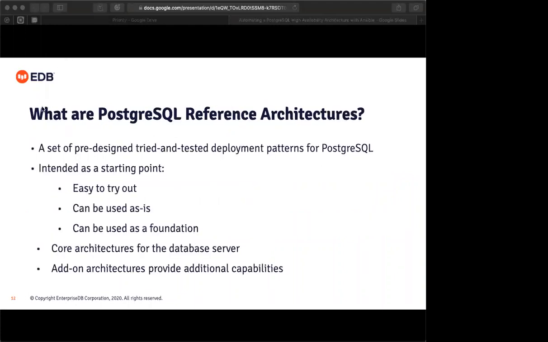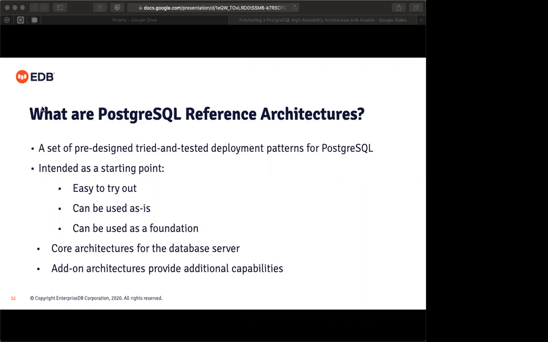So after covering high availability, now let's understand the reference architectures, because these are the architectures going to help you achieve the high availability, whatever you want to achieve. There are many reference architectures, but people need to understand what a reference architecture means. Reference architectures are pre-designed, tried and tested templates and deployment patterns for users. These architectures define different levels of abstraction from the deployment point of view.